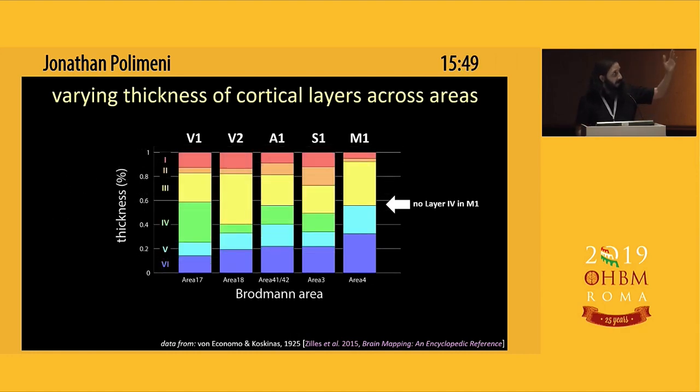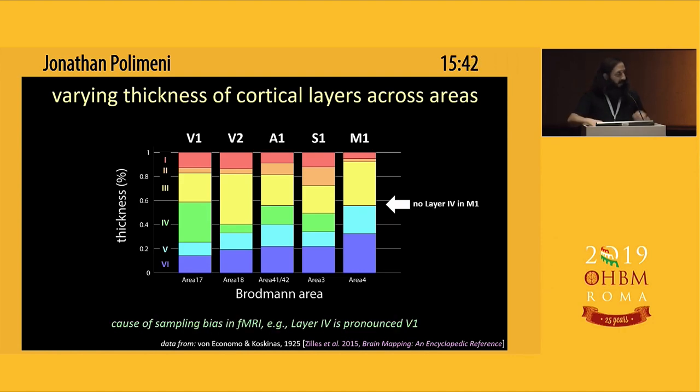So if I normalize these by the total cortical thickness, again, we can see how much the relative contribution of individual layers varies across the brain. We can see how huge layer 4 is, relatively speaking, in V1 compared to even V2. So this can also be a cause of sampling bias in fMRI. We're going to get a lot more signal from layer 4 when we're looking in V1, and therefore we need to take this into account in our analysis.